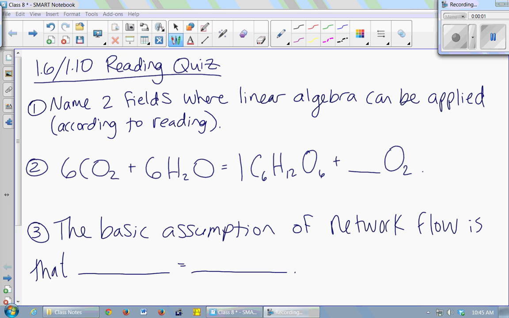What fields can linear algebra be applied to, according to the reading? Economics, traffic, which is network flow or traffic flow. Chemistry. Engineering is a little vague. All right. Circuit, that's an example of networks. I'll take it for sure.